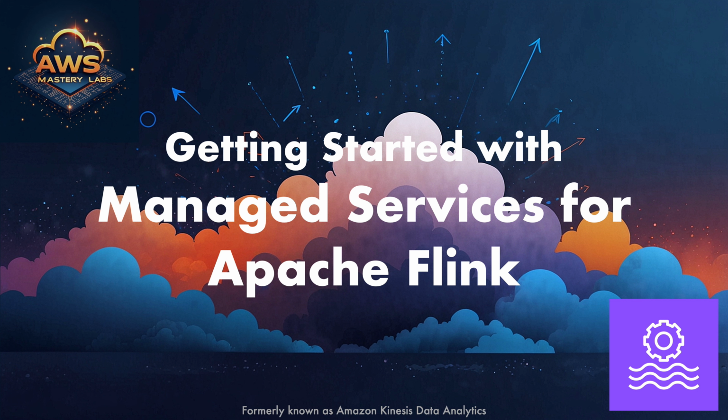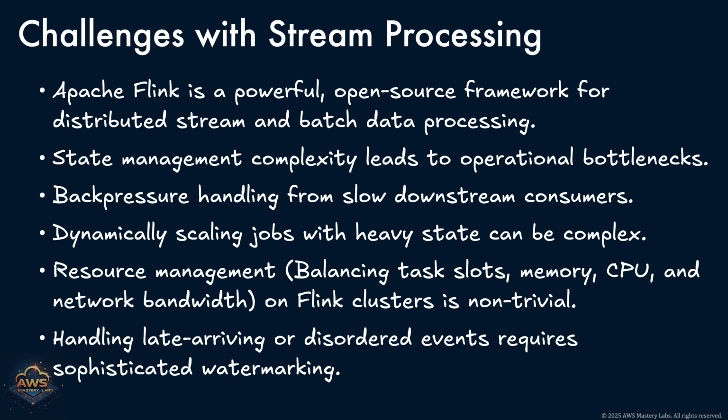In this video, we'll explore how to get started with Amazon Managed Service for Apache Flink, a fully managed service that makes it easy to build and run real-time, scalable, and highly available stream processing applications. We'll cover what Apache Flink is, why real-time data processing matters, and how Amazon's managed offering simplifies deployment, scaling, and operations. Let's get started. Apache Flink is a powerful, open-source framework designed for distributed stream and batch data processing.